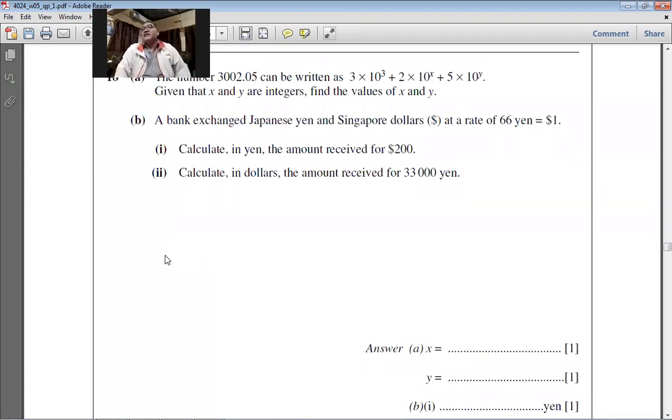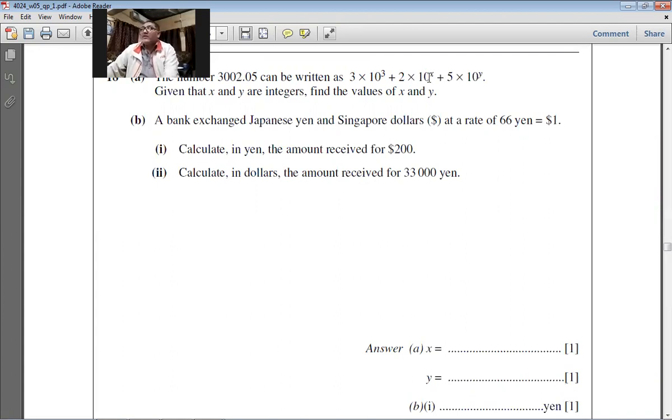He says that the number 3002.05 can be written as 3 × 10^3 + 2 × 10^x + 5 × 10^y. Given that x and y are integers, find the values of x. You see the place values. That 3 here is basically 3000, so this is 10 raised to power 3. And 2 here is basically a unit, so this is basically 2 multiply 1.